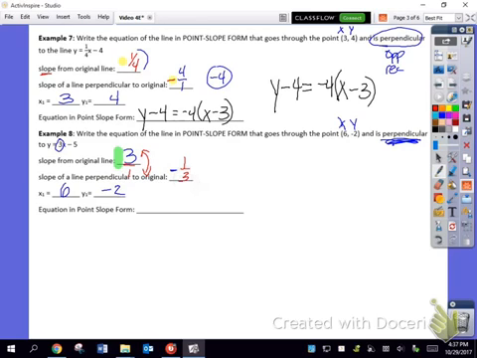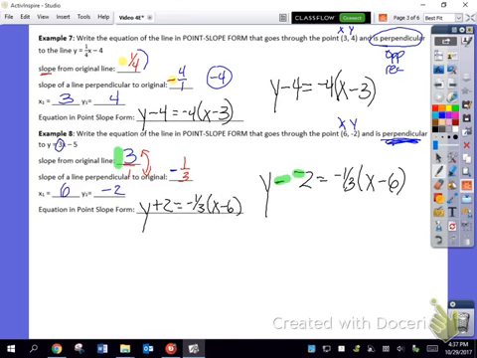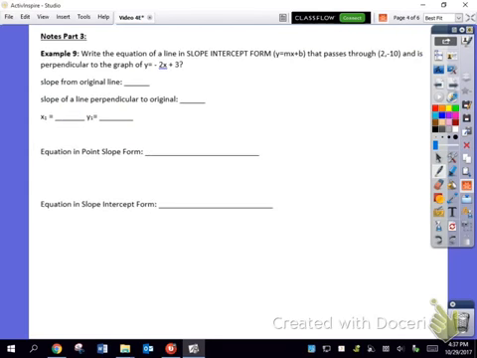So negative 1/3. So I'm going to write my equation out to the side. Y minus negative 2 equals negative 1/3, parentheses, x minus 6. And then you have two negatives, like minus and negative, so I have to rewrite that. Y plus 2 equals negative 1/3, parentheses, x minus 6. And that is my equation of a perpendicular line in point slope form.